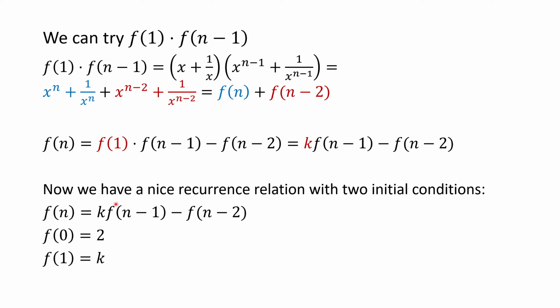This is similar to the Fibonacci series, right? Where the Fibonacci series in this case would be f of n equals f of n minus 1 plus f of n minus 2 with no multiplier here. So that would be the Fibonacci series, for example. And we'd have initial conditions 1 and 1, or 0 and 1, depending on how you are counting. So this is a simple recurrence relation.